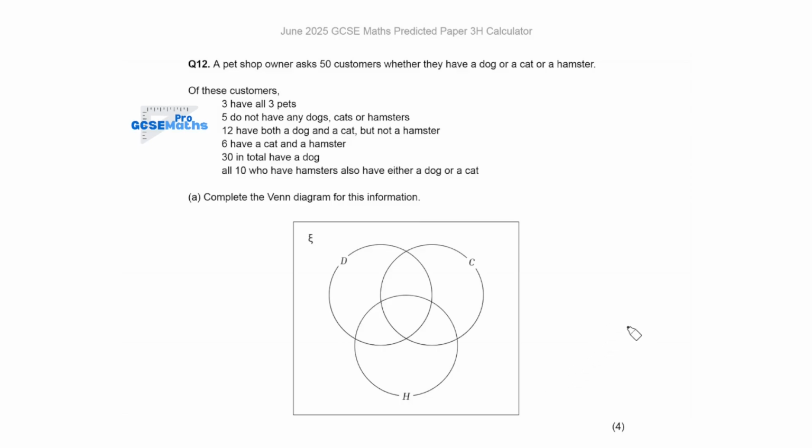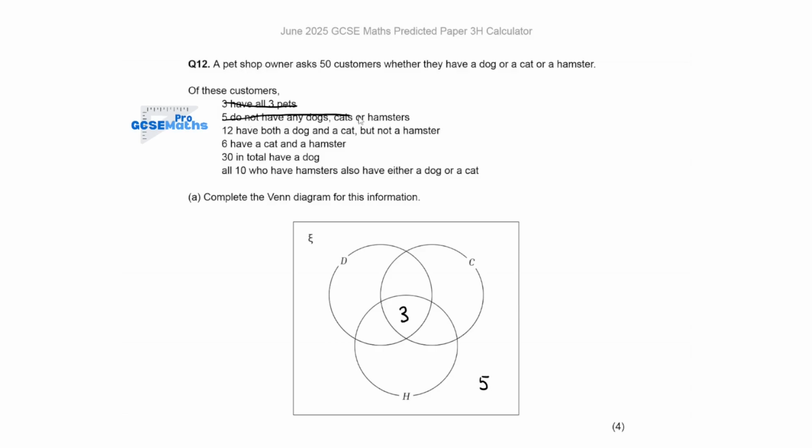Question 12. A pet shop owner asks 50 customers whether they have a dog or a cat or a hamster. We've obviously got some information about the customers, which I'll read in a second, but we basically need to, for part A, complete the Venn diagram. So of these customers, 3 have all 3 pets, so that goes obviously then in the middle. You can tick them off as you go. 5 do not have any dogs, cats or hamsters, so that's on the outside.